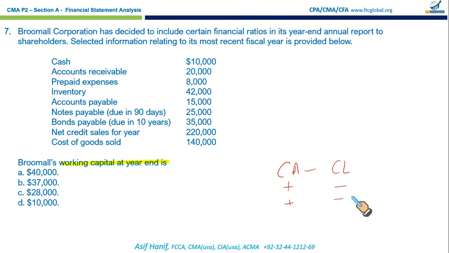Starting first with cash, a current asset, to be added. Account receivable, current asset. Prepaid expenses, current asset. Inventory, current asset. Accounts payable, current liability. Notes payable, due in 90 days, that means within the current year, within the operating cycle, current liability. Bonds payable in 10 years, long-term liability. Net credit sales is never considered as a current asset or current liability. CGS is an income statement item. These two last numbers are income statement figures.